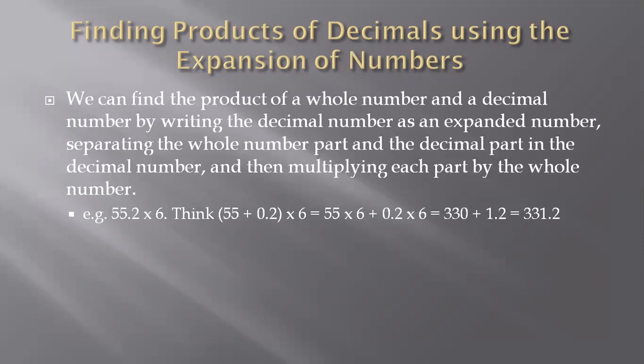55.2 times 6. So think 55 plus 0.2, because it does equal 55.2, times 6 equals 55 times 6 plus 0.2 times 6 is 330 plus 1.2 equals 331.2. These are just different methods, different tools you can use if you're comfortable with to find answers.